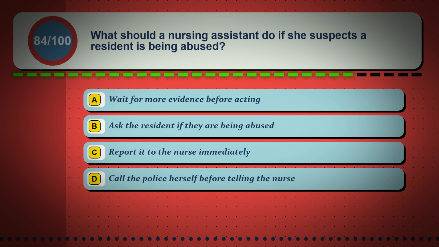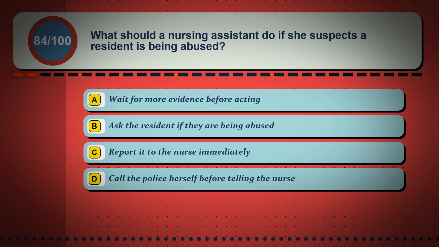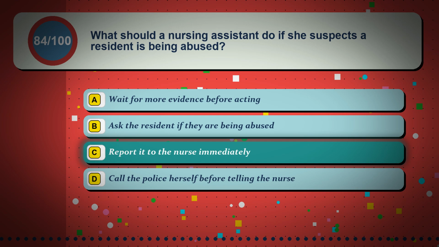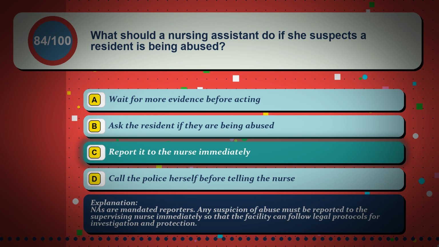Question 84. What should a nursing assistant do if she suspects a resident is being abused? Option A, wait for more evidence before acting. Option B, ask the resident if they are being abused. Option C, report it to the nurse immediately. Option D, call the police herself before telling the nurse. The correct answer is option C, report it to the nurse immediately. NAs are mandated reporters. Any suspicion of abuse must be reported to the supervising nurse immediately so that the facility can follow legal protocols for investigation and protection.